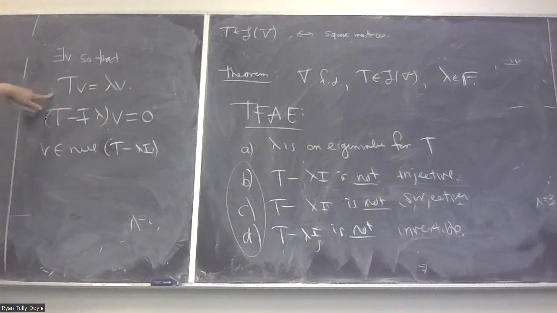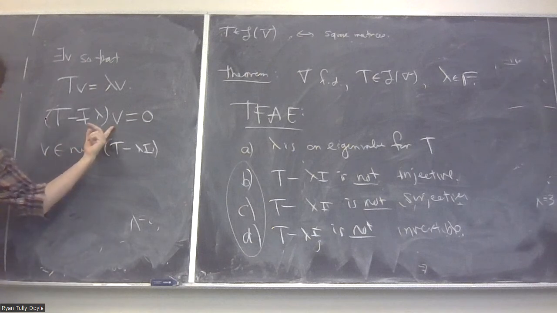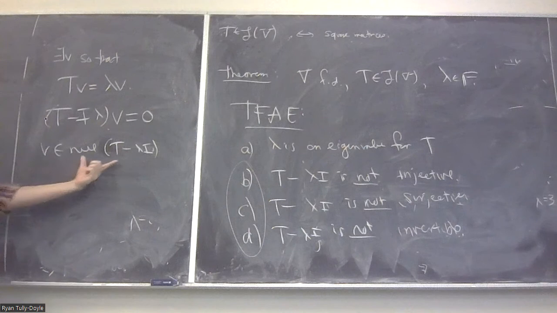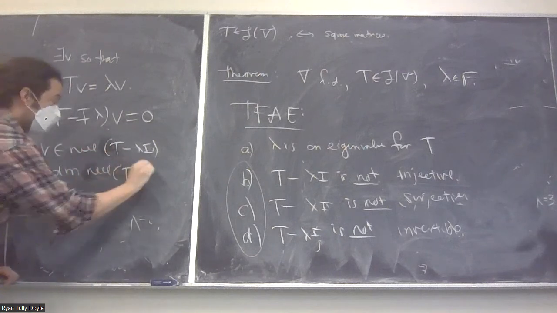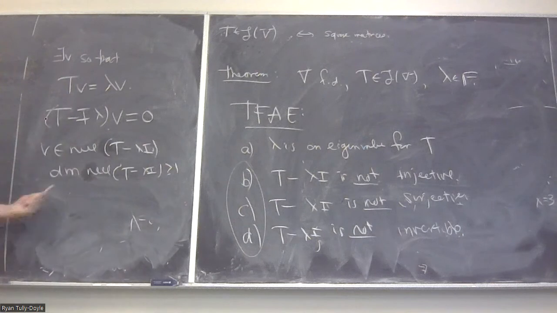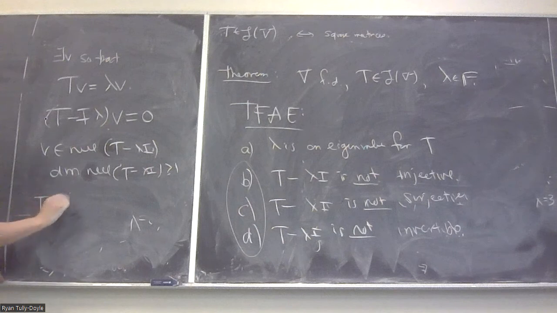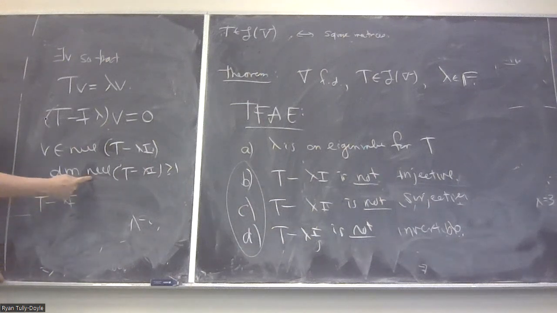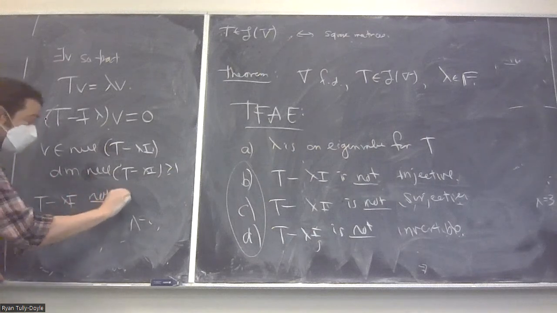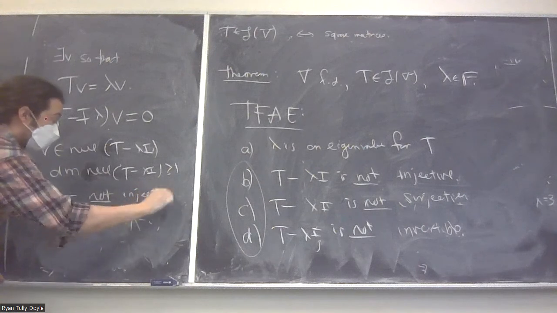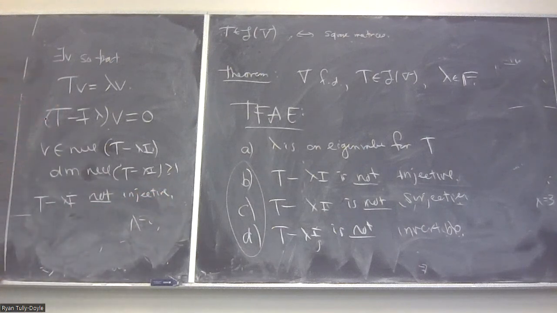Now, why do we have to assume v is not the zero vector? Because I want this to be a non-zero vector. If it's a non-zero vector, what do I know about the dimension of the null space? The dimension of the null space of T minus lambda I is bigger or equal to 1, because there's at least one vector inside of it. And that implies what about T minus lambda I? If there's a null space that has something in it, it's not injective. That gives you A implies B.